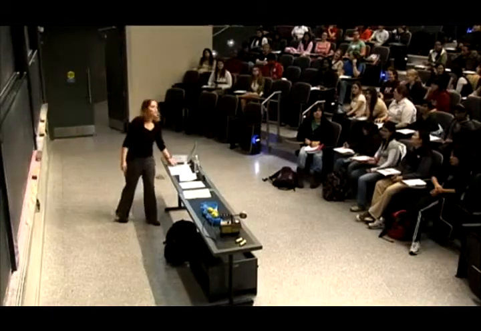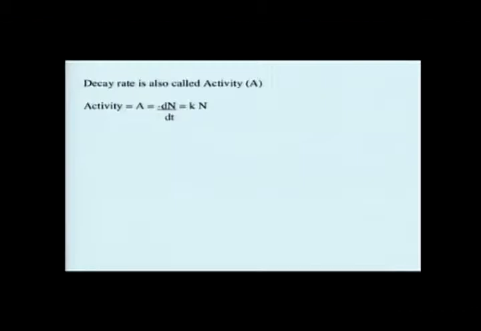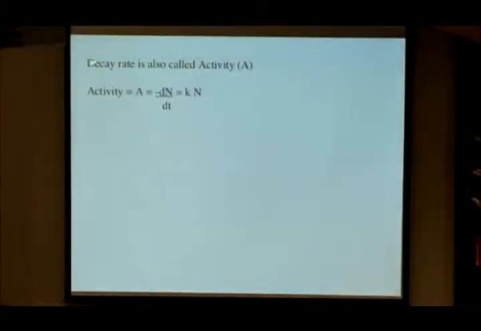So we do have a term A that we talk about in this unit. Instead of the concentration of A, it's activity. And so activity here, the decay rate is also called activity, capital A. And so this is equal to the change in the number of nuclei, or our decay constant times the number of nuclei.